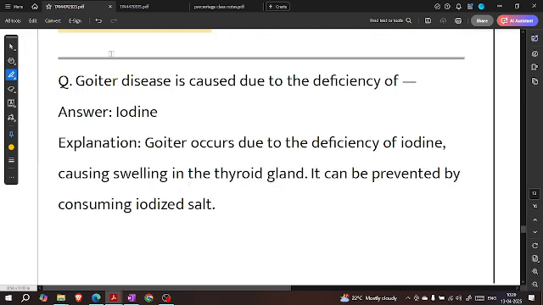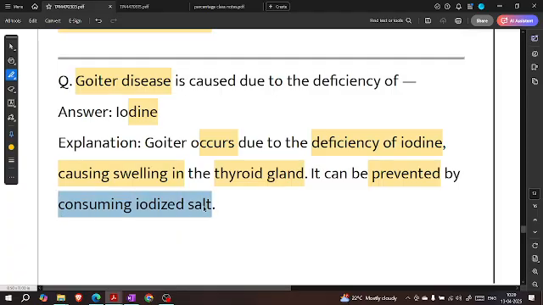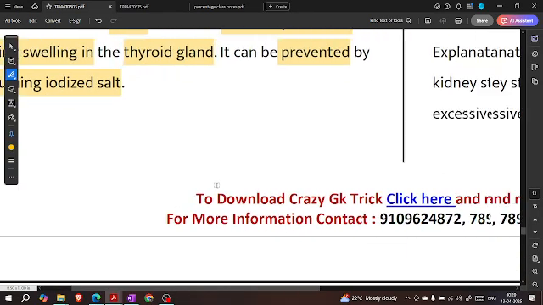Goiter disease is caused due to the deficiency of iodine. Goiter occurs due to the deficiency of iodine, causing swelling in the thyroid gland. It can be prevented by consuming iodized salt.